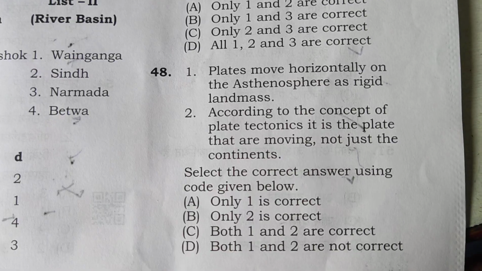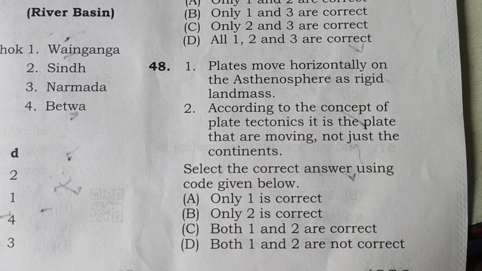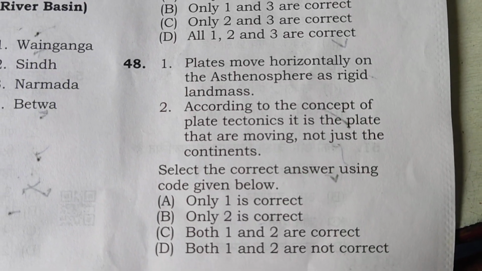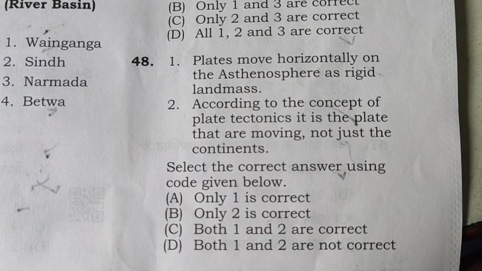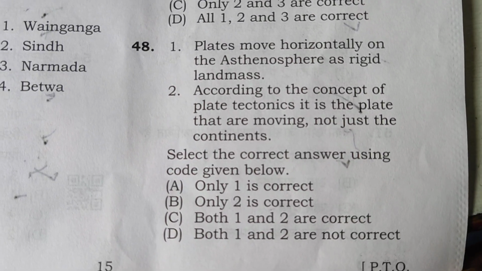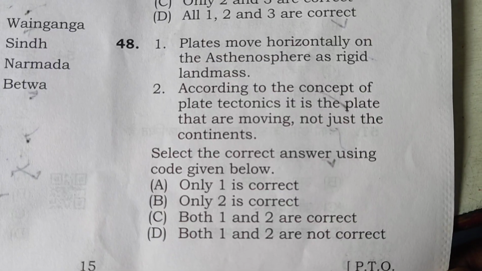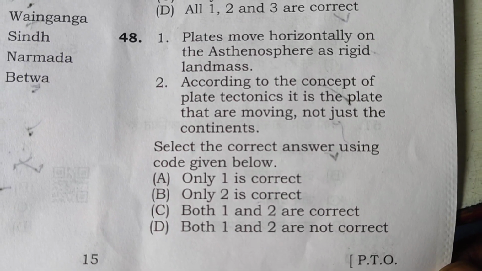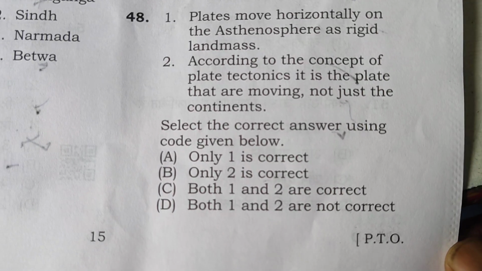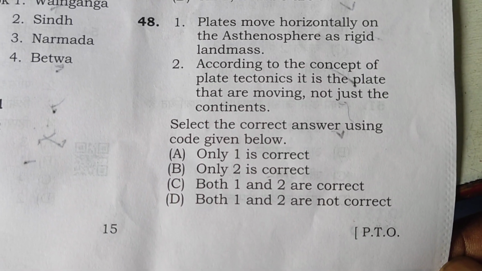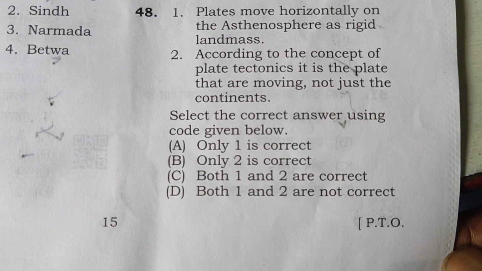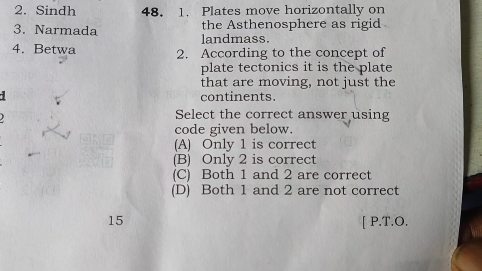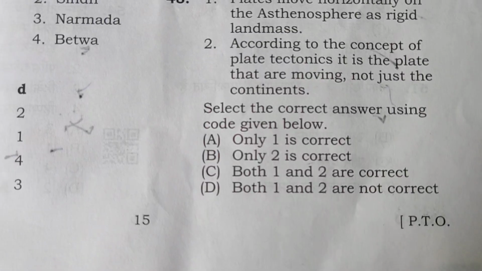Plates move horizontally on the asthenosphere as a rigid land mass. This is correct. According to the concept of plate tectonics, it is the plates that are moving, not just the continents. These are also correct. Statements 1 and 2 are both correct. C option is correct.